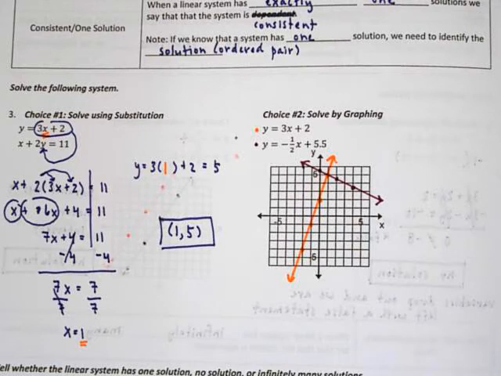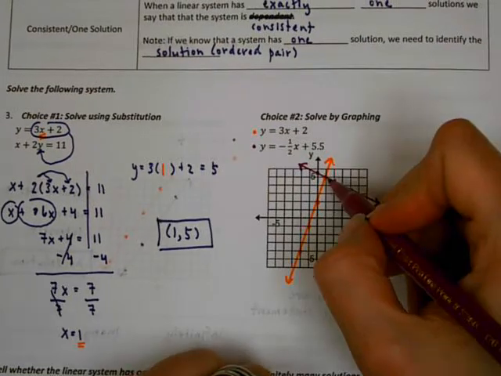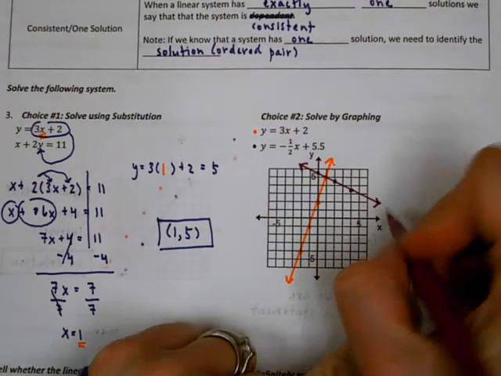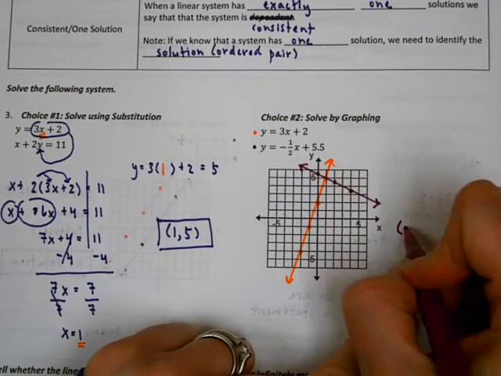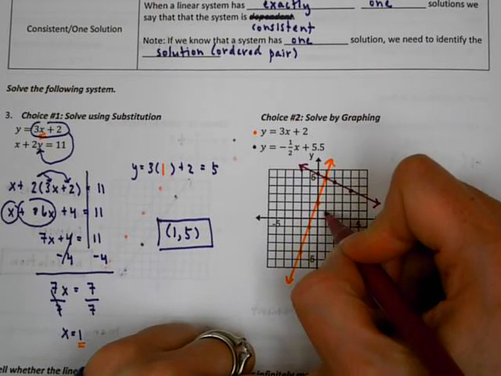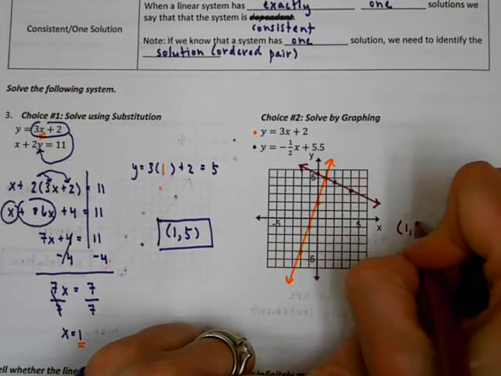So now looking at my graph, I can see that my intersection point is right here, and that ordered pair is (1, 5).